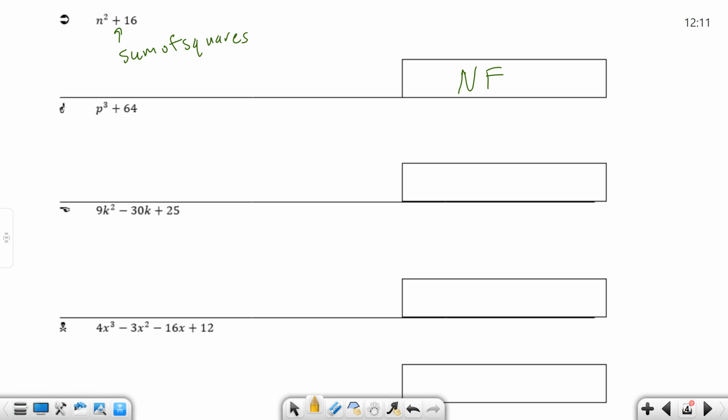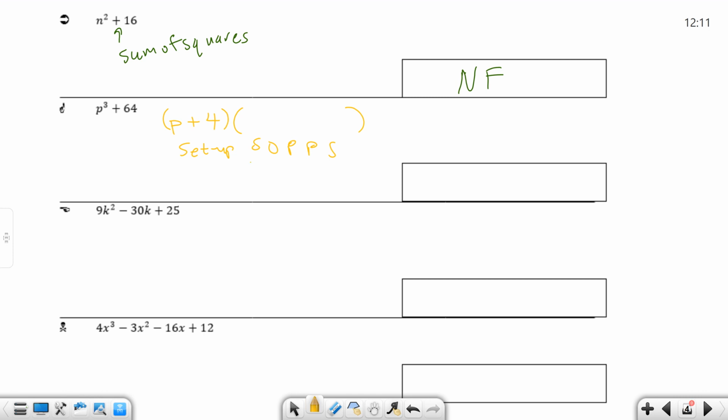So the next one, 2 terms. Is there a GCF? Nope. Is it difference of squares? Nope. Even though 64 is a perfect square, it's also a perfect cube, and this is a third power, so that means we are on SOPs now. This is going to be set up SOPs, S-O-P-P-S. So the setup looks like this. P, bring down my plus, and then 4. 4 times 4 times 4 is 64. That's where I get that from.